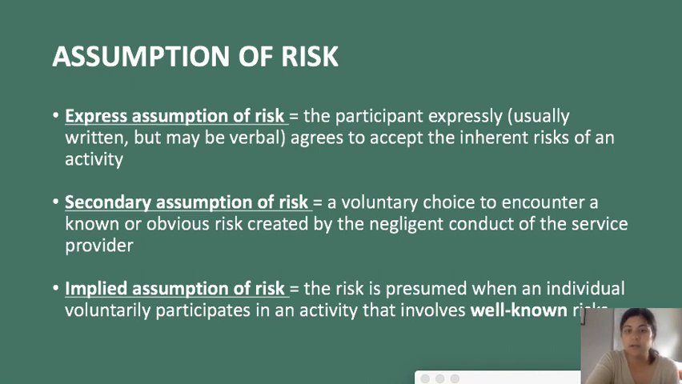Basically, there were some clear and obvious risks. Even though there was some negligence, those people chose to take on that risk. This last type of assumption of risk is called implied assumption of risk. Probably the most difficult to prove if you are a defendant. Basically, you're saying, there's an implied level of risk to this activity, right?